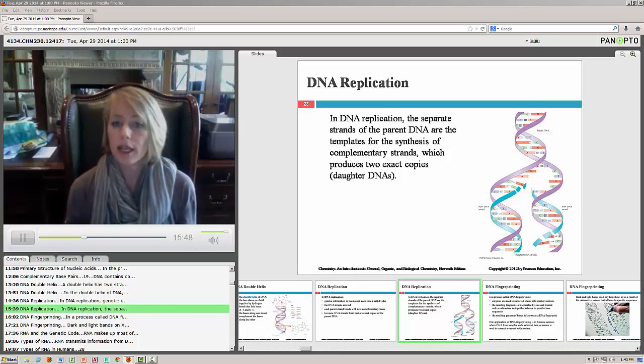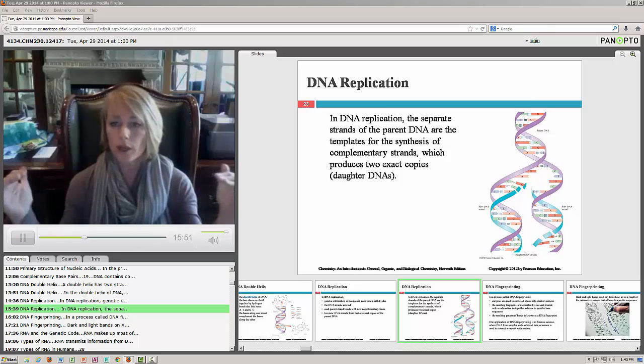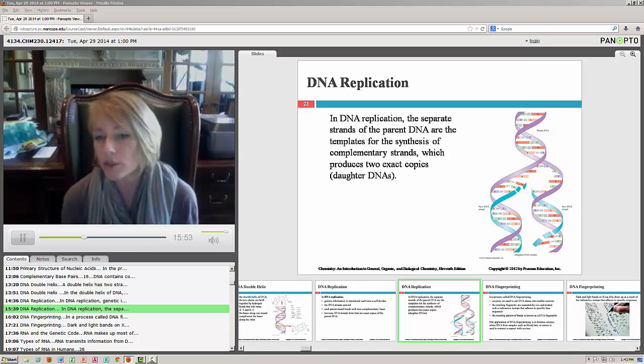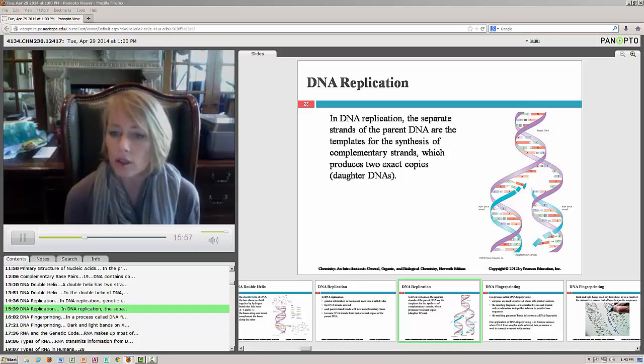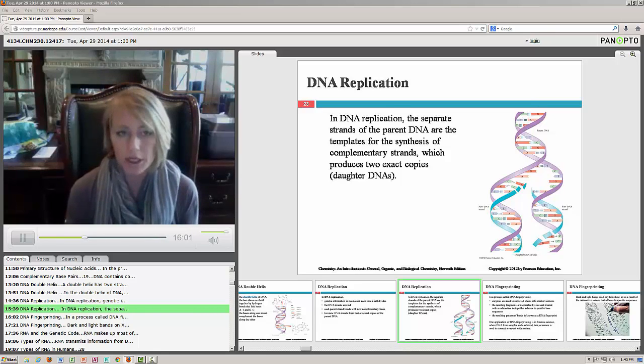So again, in DNA replication, the two strands will separate from one another. We see the original strands as the purple strands on this slide, and the blue strands are the new DNA strands that are being copied from the original strands.